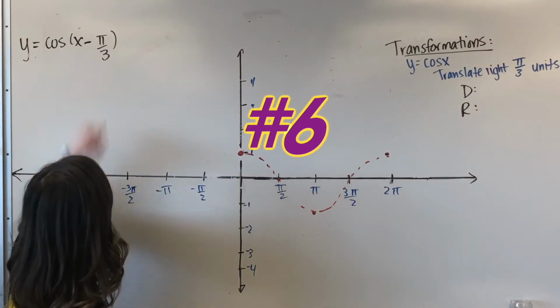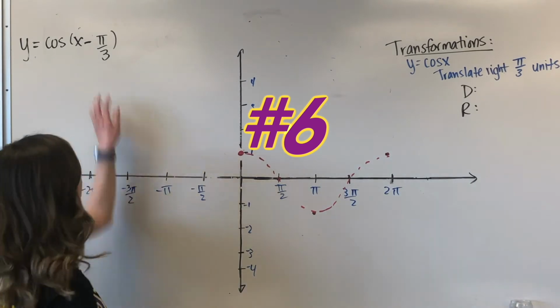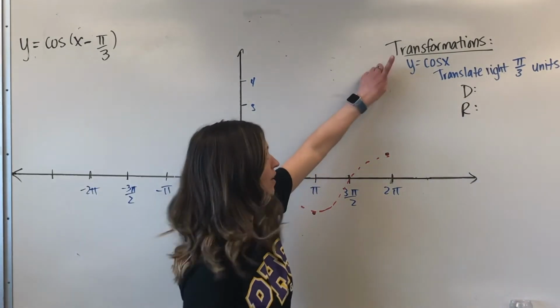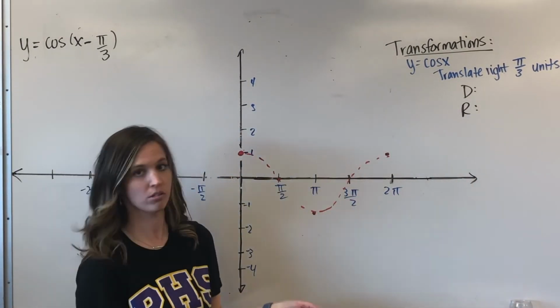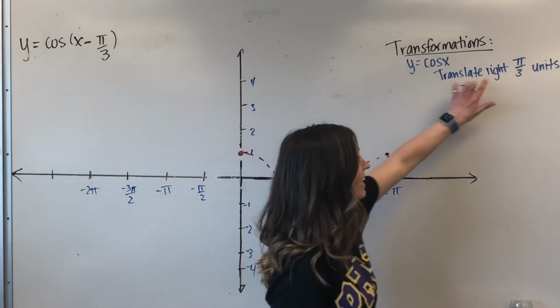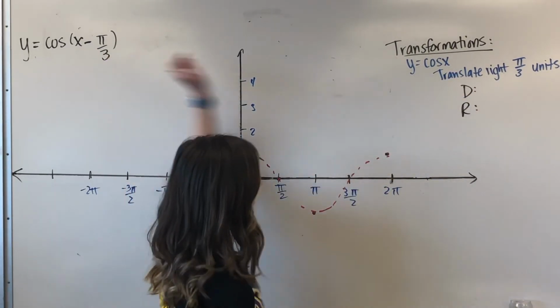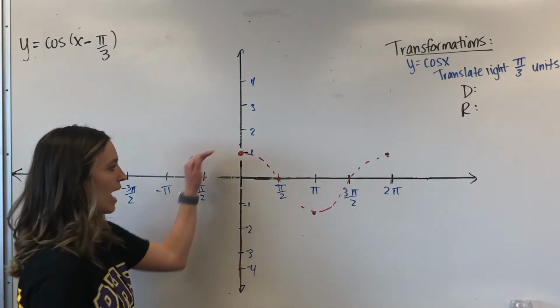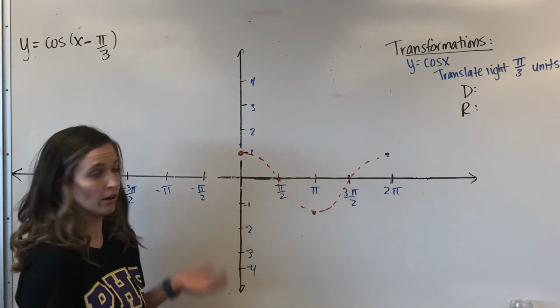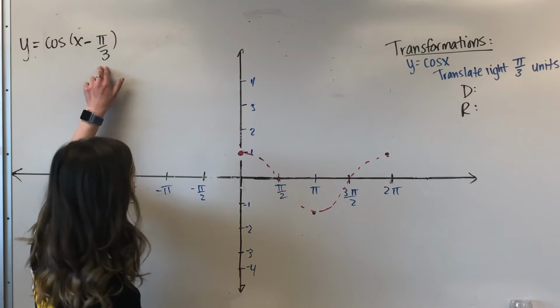Okay, so we've got y equals cosine of x minus pi over 3. I've already written my transformations out. My parent function is y equals cosine x. Then I'm translating to the right because inside opposite, pi over 3 units. So we have our parent function as our dashed graph. Now it's time to start shifting. So right pi over 3.